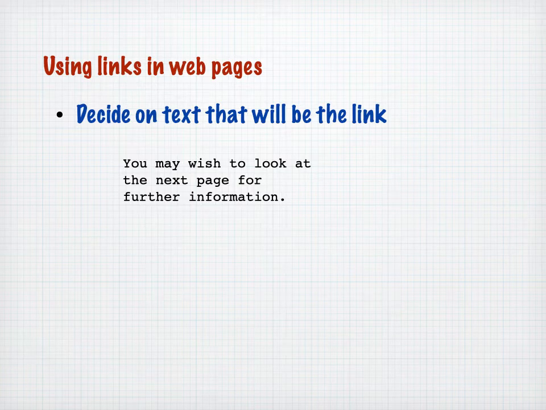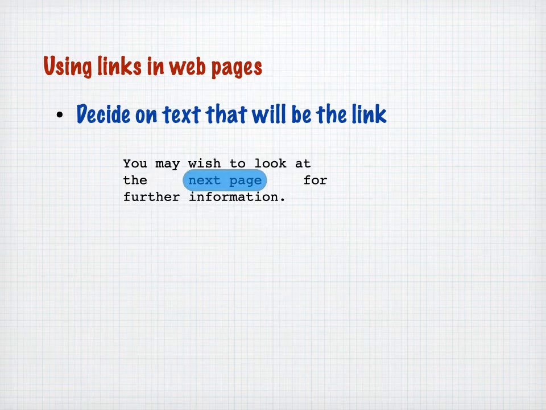So there's a series of steps we follow. The first thing you do is you decide what is it that will become the link, which part of this text will be the clickable part of the page. So let's imagine that we wanted those words there, next page. We want that to be the link. So I'm just going to create a little bit of space either side.